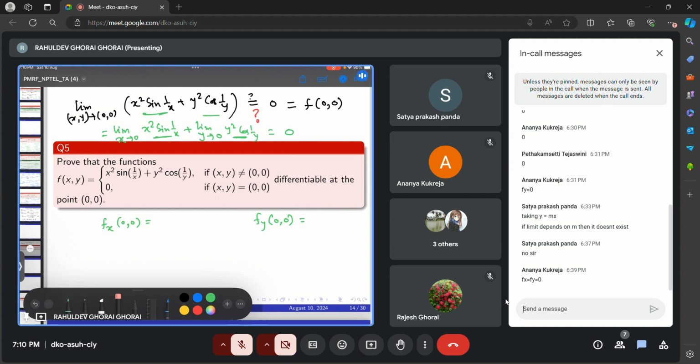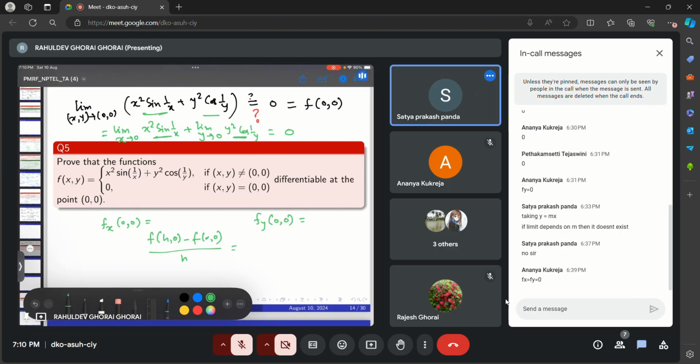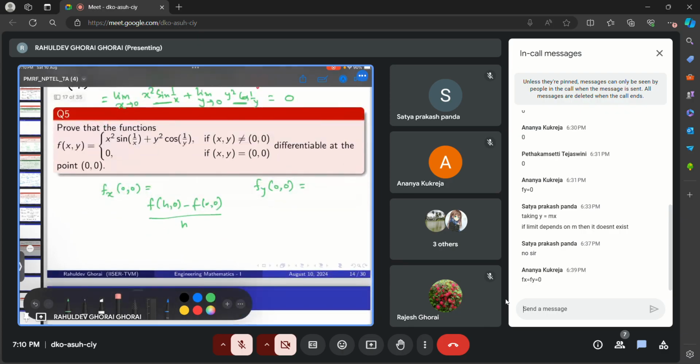So not what is fx at (0,0). What will be this, f of (h,0) minus f of (0,0) over h? What is this? What is that ratio you are getting? Sir, 0. No, just the ratio. I'm not taking the limit. What is the ratio? After that only you will find the limit. Right? I'm not taking the limit. Sir, h sine 1 by h. Right? Yes. Okay, so now I can take the limit.